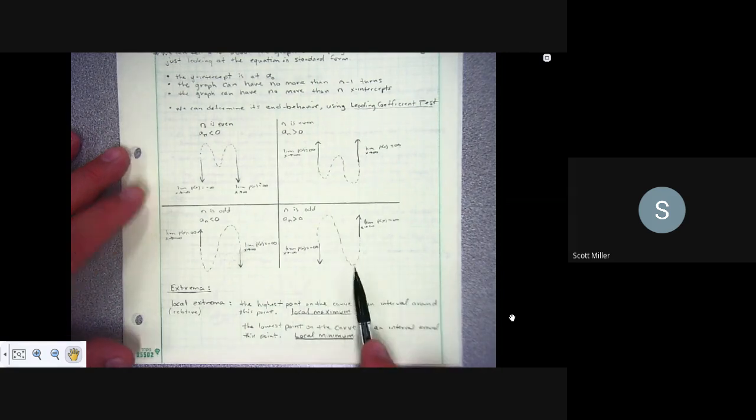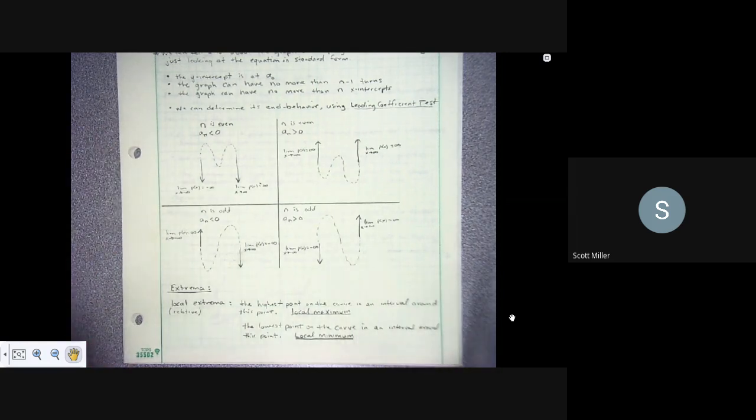The highest point on the curve in an interval around this point is a local max. So basically, a peak. When I have a term that peaks, there's a point up here called the local maximum. When I have a point that dips, there's a point at the bottom, the lowest point, which would be considered a local minimum. Sometimes it'll use the word relative. It means the same thing. So local or relative maximum, local or relative minimum, and you will use a calculator to determine these.